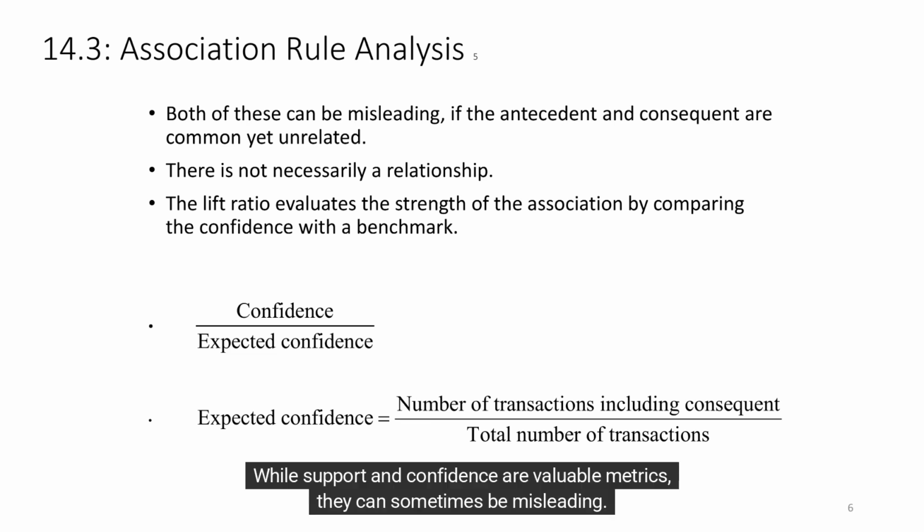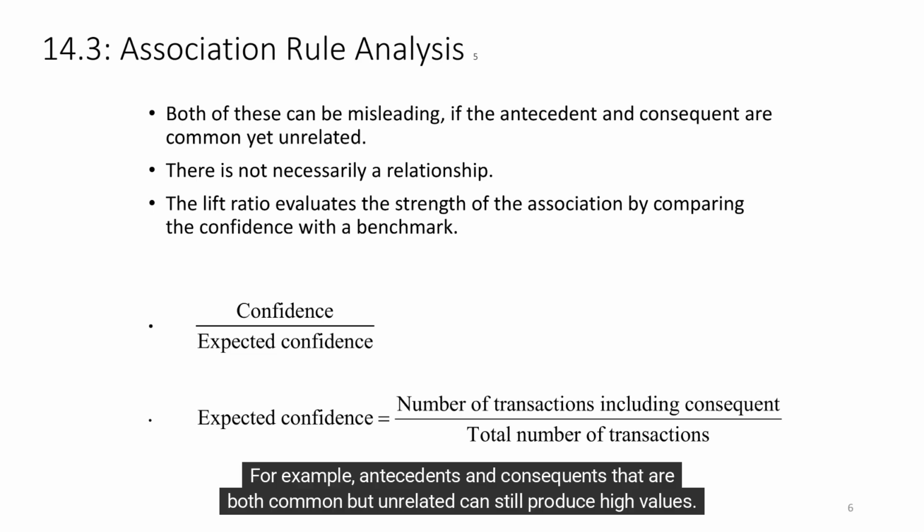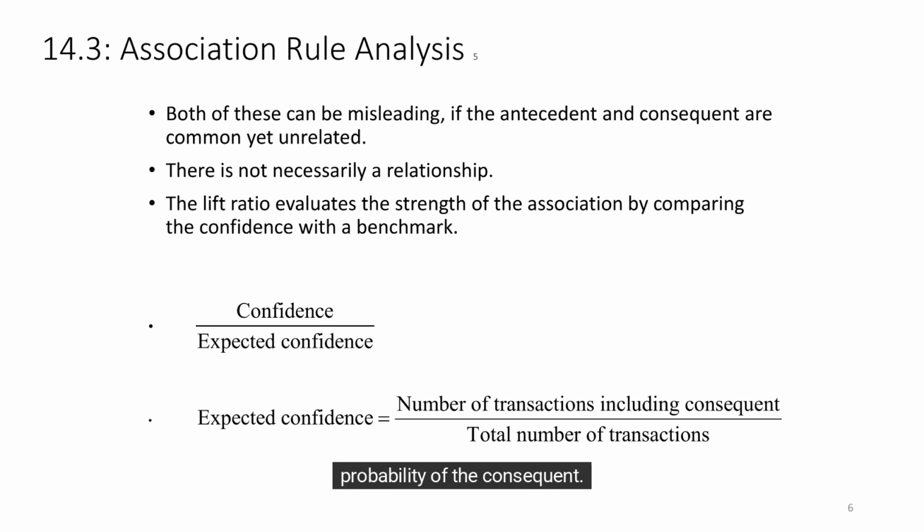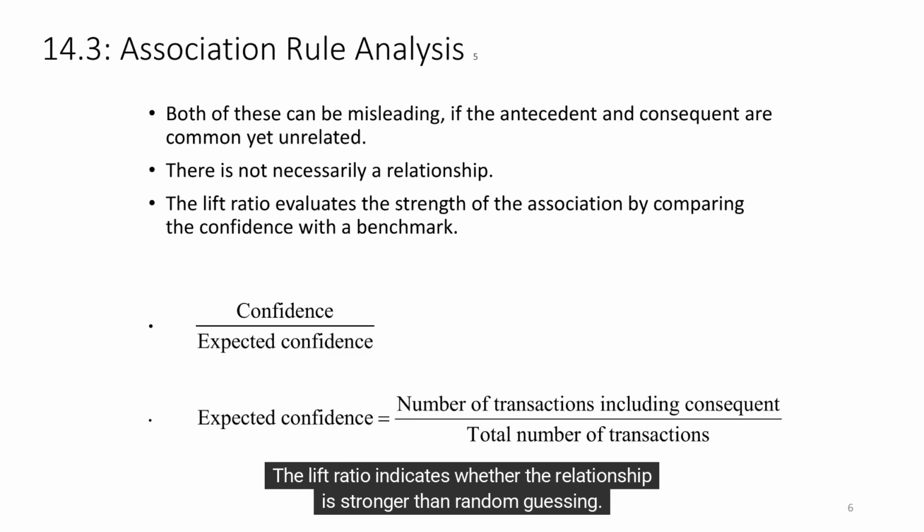While support and confidence are valuable metrics, they can sometimes be misleading. For example, antecedents and consequents that are both common but unrelated can still produce high values. To address this, we use the lift ratio, which compares the confidence of an association rule to the overall probability of the consequent. The lift ratio indicates whether the relationship is stronger than random guessing.